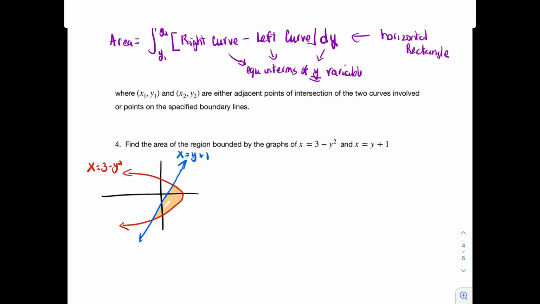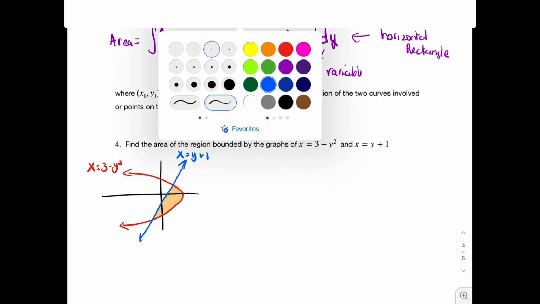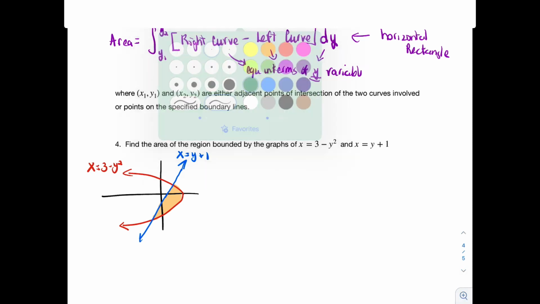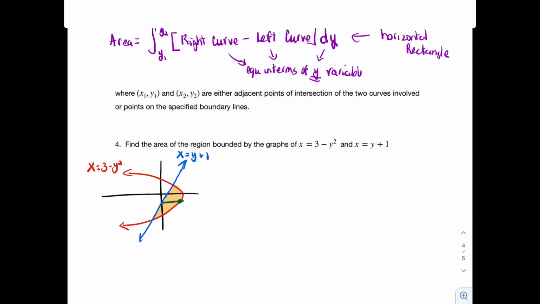Now notice I can't do a vertical representative rectangle, because if I drew a vertical one, I'd have the red graph on top and the red graph on bottom, and then I have a height of 0, so that makes absolutely no sense. So I have to draw a horizontal representative rectangle. So this is my horizontal representative rectangle.